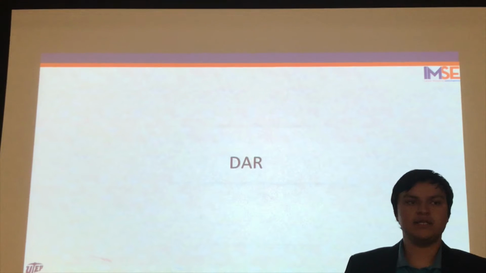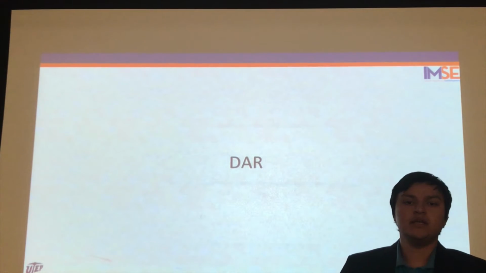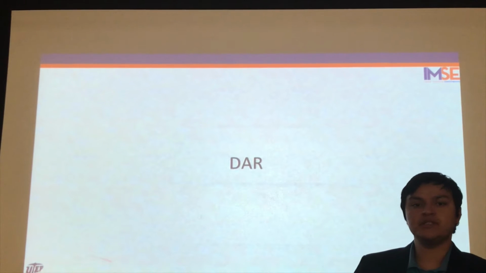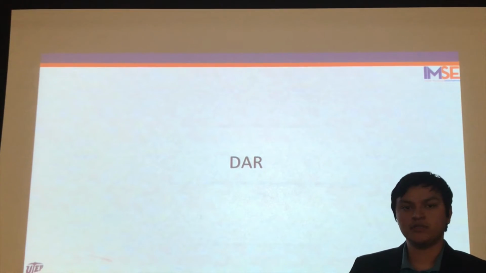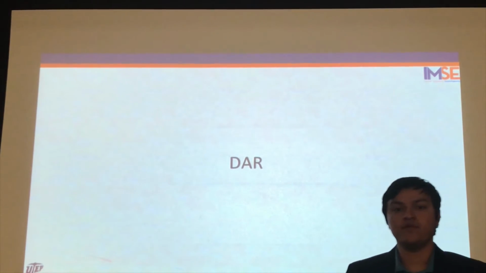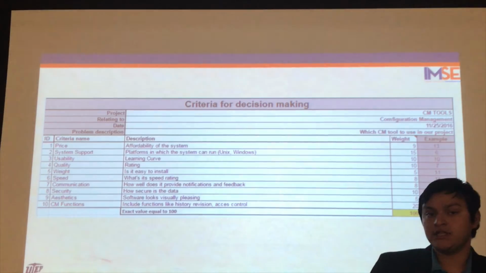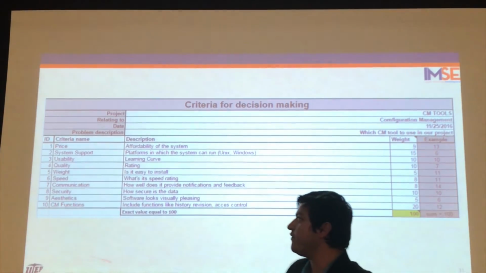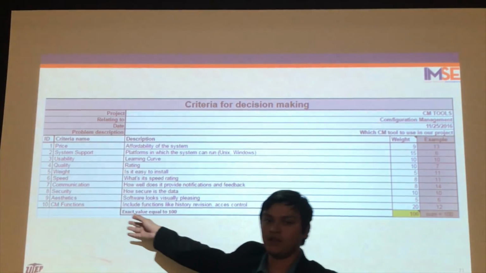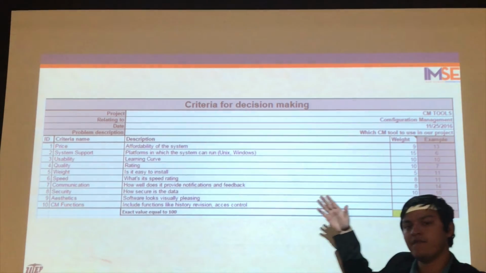Hello, this is the DAR, also known as decision analysis and resolution. This is used to help us choose between alternatives in the best possible way. In this example, we're going to use it to choose a CM system. The first thing we have to do in a DAR is define a set of criteria for the alternatives and the weight that these criteria have.